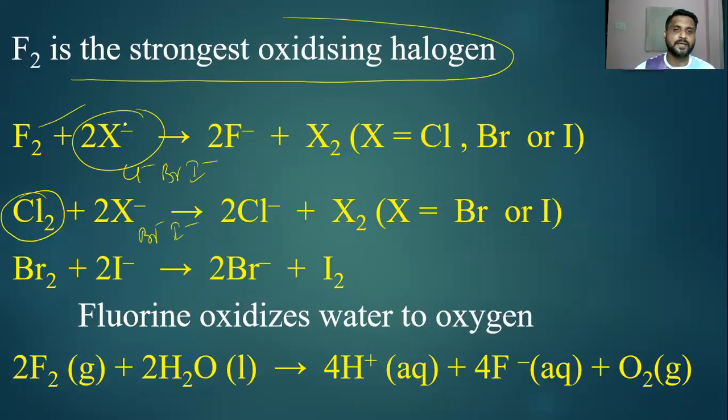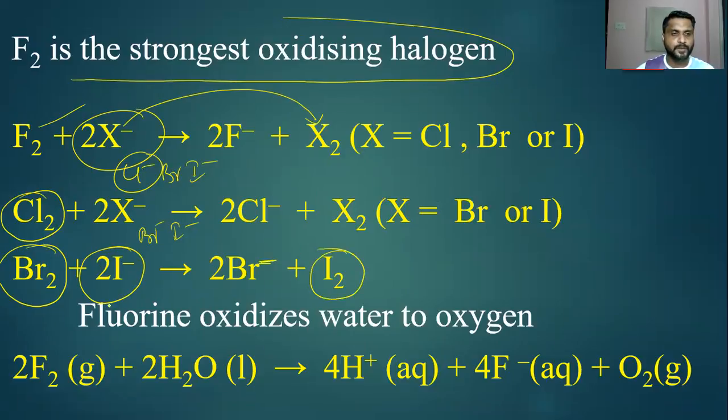So what will happen to these halides? Halides are getting oxidized. So chloride becomes chlorine, bromide becomes bromine, iodide becomes iodine. Similarly, bromine is a very good oxidizing agent only for iodide. So it becomes a bromide ion, and the iodide ion gets oxidized to I2. Whereas I2 cannot oxidize any other halides, so it's the last one, least reactive in terms of oxidizing agent.